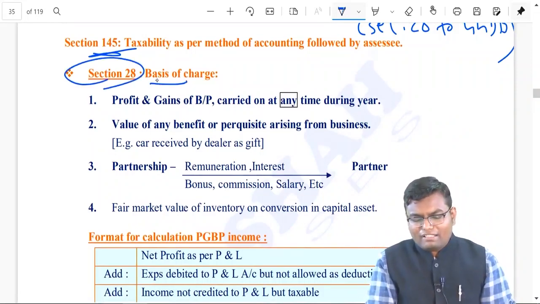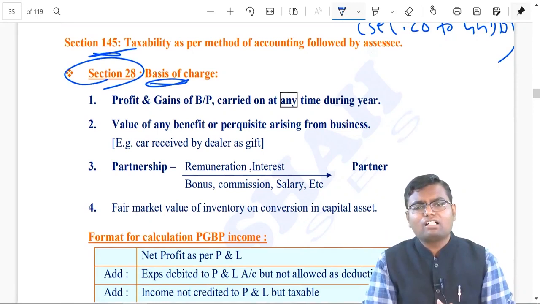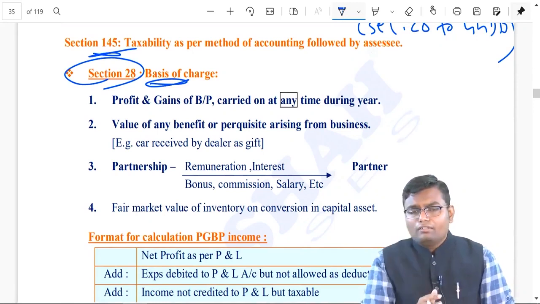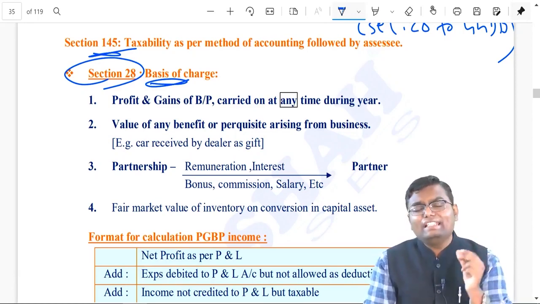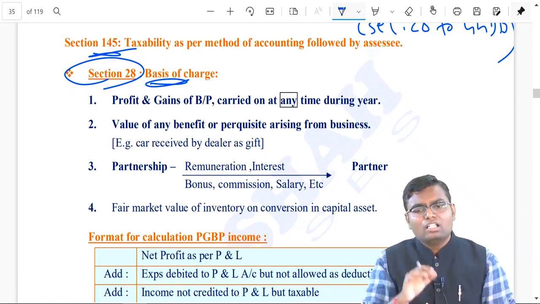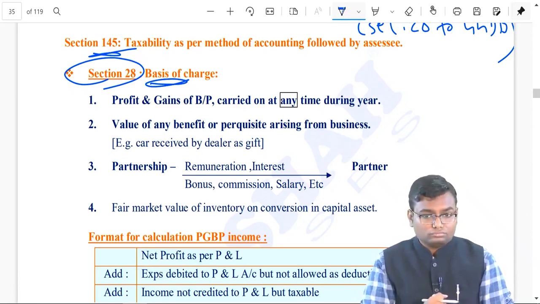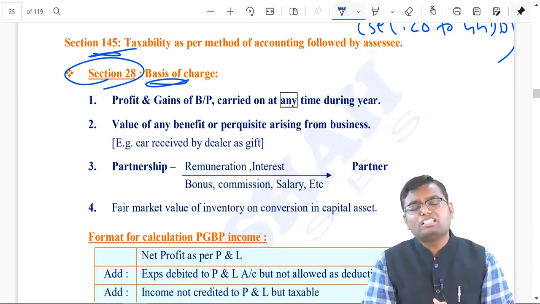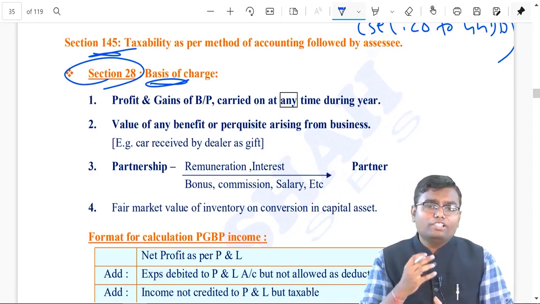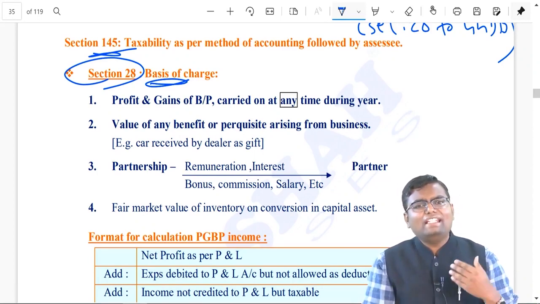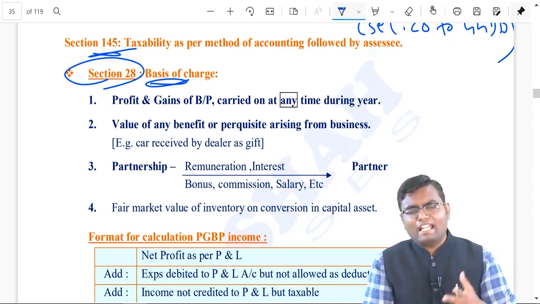Section 28, basis of charge. A few important topics I have covered over here, which says that number one, any profit and gain from a business or profession which is carried on at any time during the previous year will be taxable. Under which head? PGBP. So if you are having a business or profession, you are getting profit or gain, then it will be taxable under which head? PGBP.